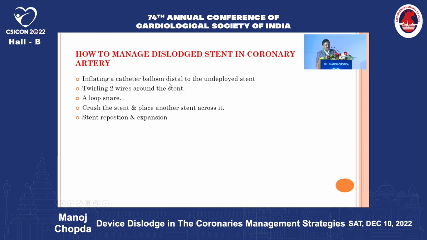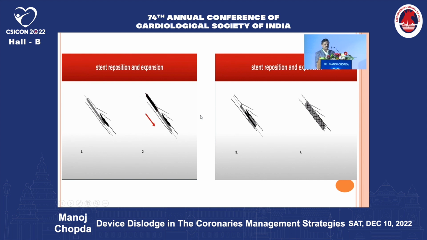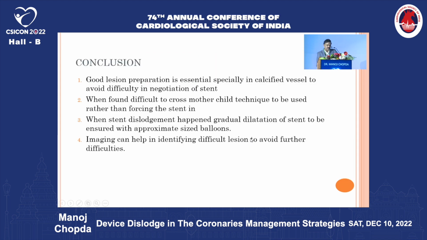Inflating a catheter balloon distal to the undeployed stent, or twirling two wires around the dislodged stent, are options. Snare is important. We can crush the stent and put another stent across it, or do stent repositioning and expansion. That's what we did in our case. The wire was there, so we pushed the smaller balloons, inflated the stent, and completed the angioplasty.